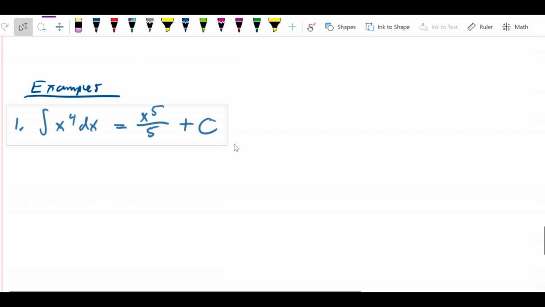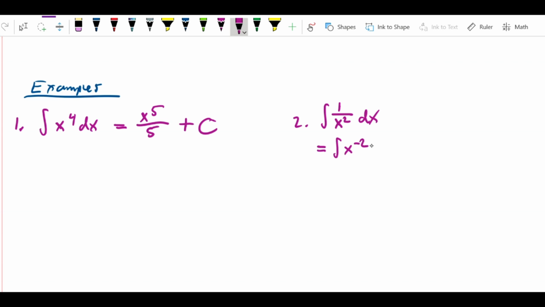Just want these to appear actually in purple so they're contrasted. There we go, 2. So suppose that I have the antiderivative of 1 over x squared dx. The thing to recognize here is that you always want to write something as a power of just the function x. So what I want to do is rewrite this as x to the -2 dx.